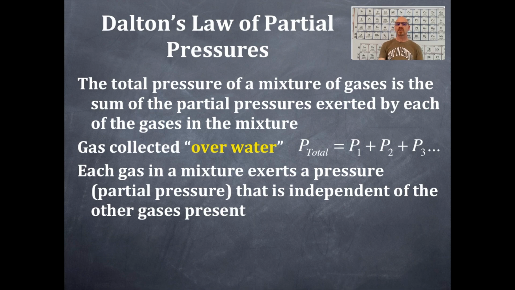So here we go. PT, that's pressure total, is equal to the sum of the pressure of gas 1 plus the pressure of gas 2 plus the pressure of gas 3. Typically, you'll see it in this type of equation. That is, the total pressure is equal to the partial pressure of the water, that's PH2O, plus the pressure of all the other gases, P2 plus P3, etc. All right, let's see how this is applied.